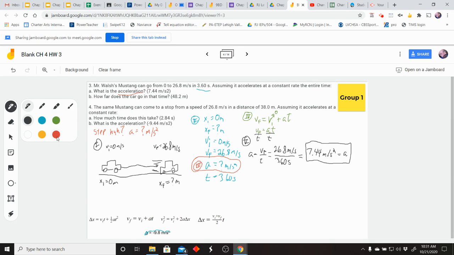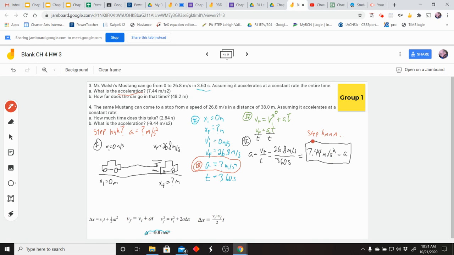Do step 6: did we solve for the right thing? Did we give it the right units? Yes. A, meters per second squared. We have A, meters per second squared.